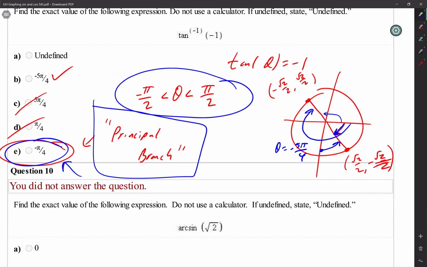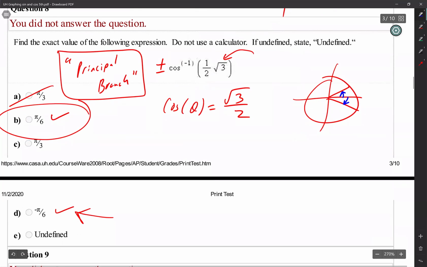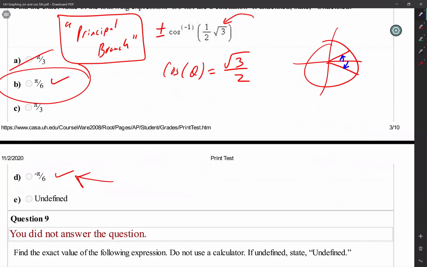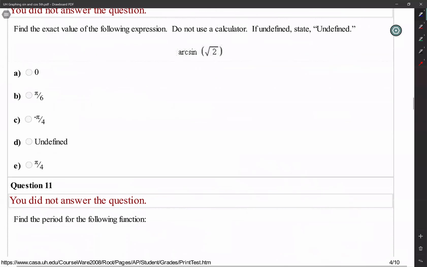Relax. If you get question number 9 or question number 8 wrong, but you are 100% sure that you got it right, just put it in the text box on Canvas that you got it wrong, but you know that your answer is right, and I'll give you back those points. No big deal. Are we okay with those, guys?